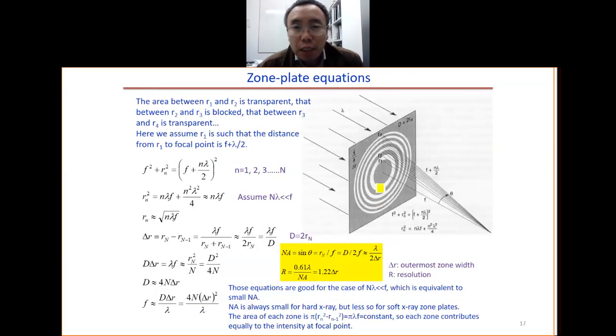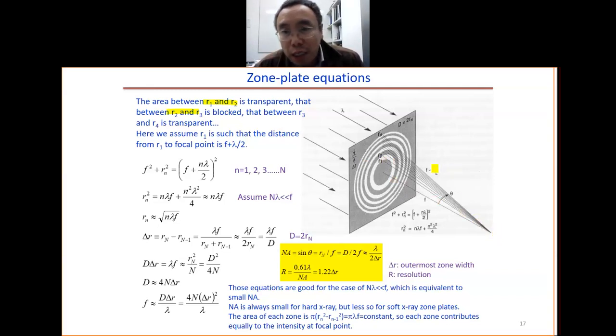So the requirement is that, first, the center part we want to block the light. This part is blocked. Then we have this R1. R1 is given by F plus lambda over 2. The radius for R2 is F plus lambda. R3 is F plus 3 lambda over 2, then R4 is F plus 2 lambda. The area between R1 and R2 is transparent. That between R2 and R3 is blocked, and so on. This way we get constructive interference to get the light focused.